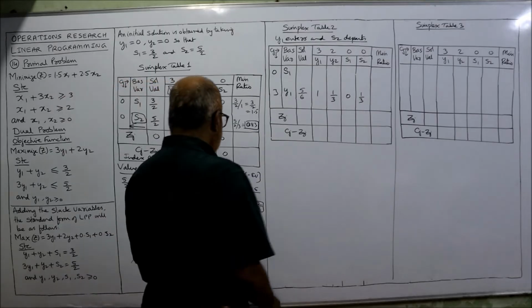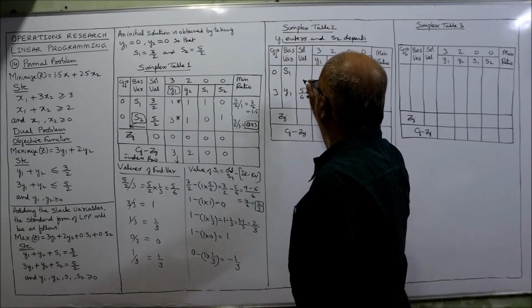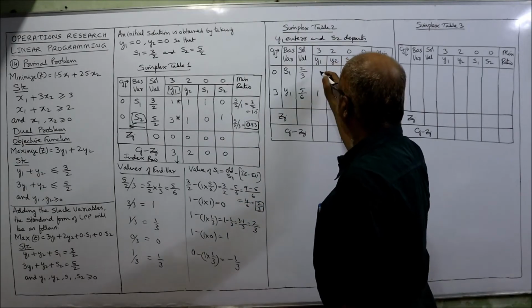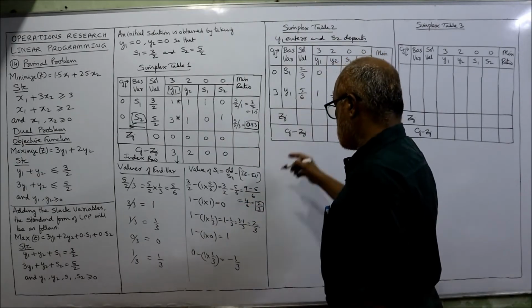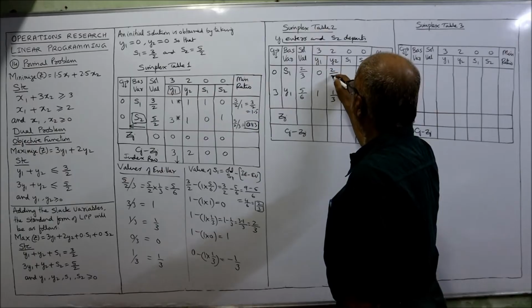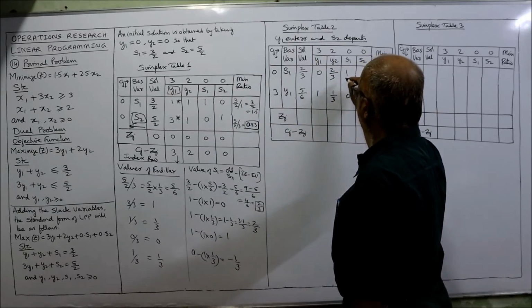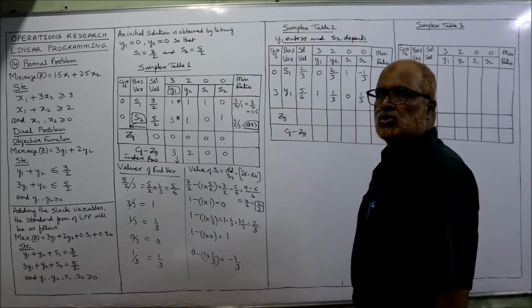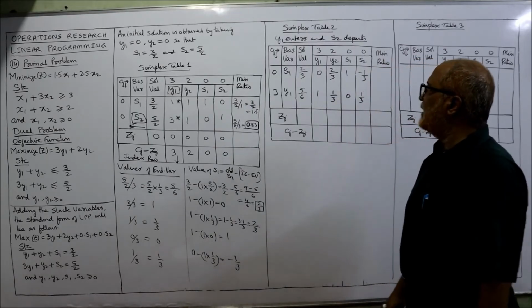So what are the values of S1 we got? First one 2 by 3. Then next one is 0. Next one is 2 by 3. Next one 1. Last one minus 1 by 3. So we got the values of S1.